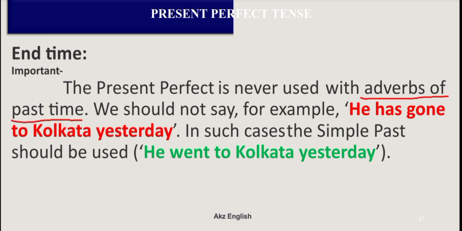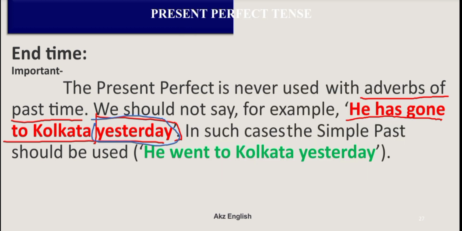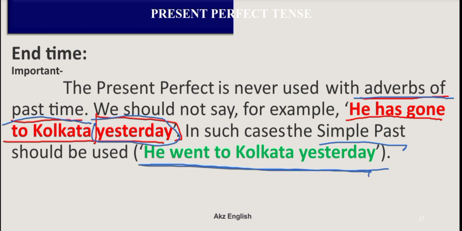We should not say, for example, "He has gone to Kolkata yesterday." Here yesterday is an adverb of past time. Such a sentence should be used in the simple past. How do we say it? "He went to Kolkata yesterday." Now the sentence is correct. Keep in mind that many times in a piece of writing for an examiner, we make mistakes using the present perfect tense in a wrong way.